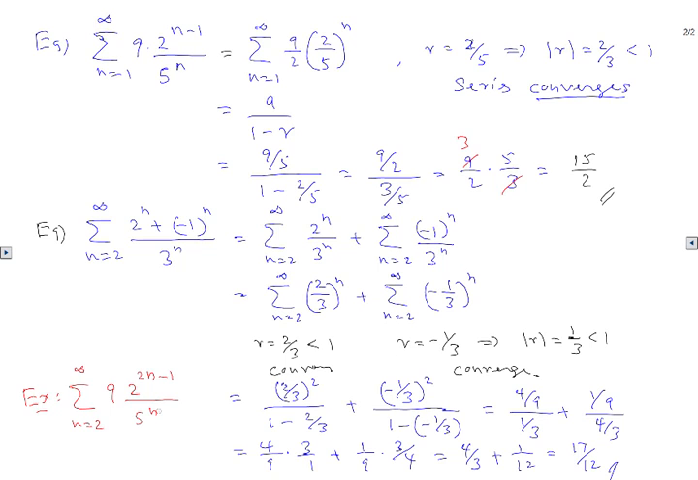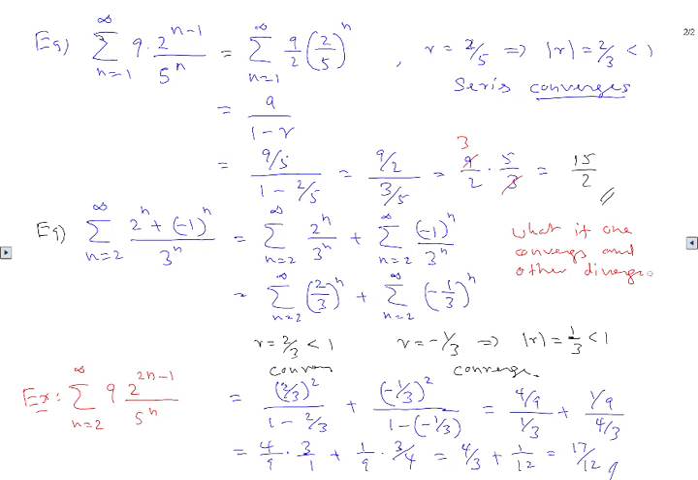Okay, one more thing. What if one converges and the other diverges?